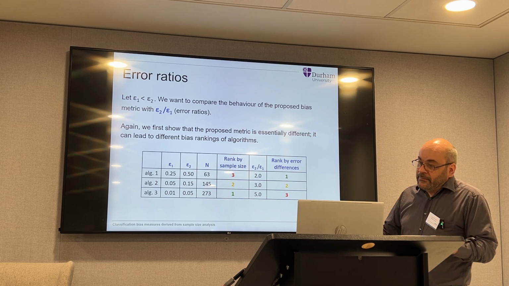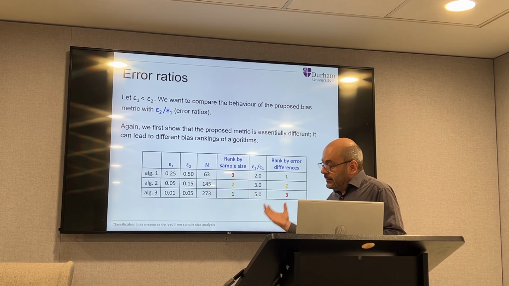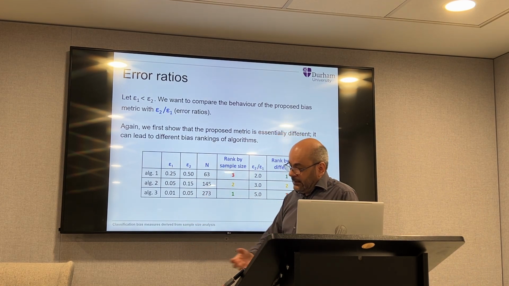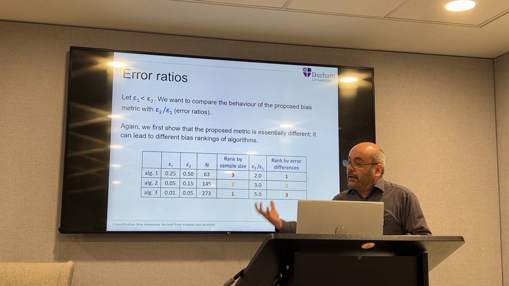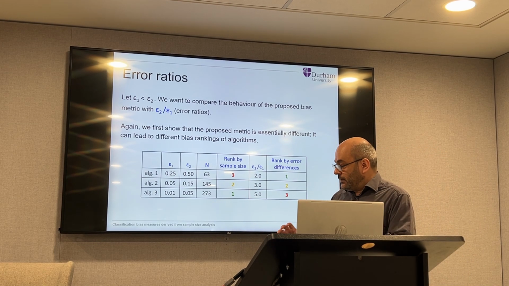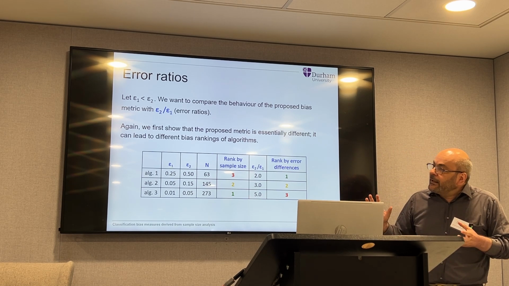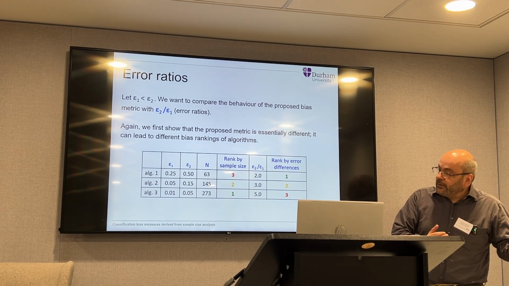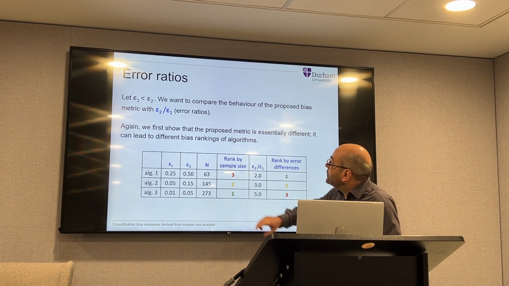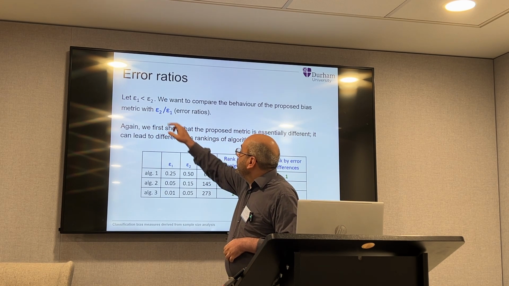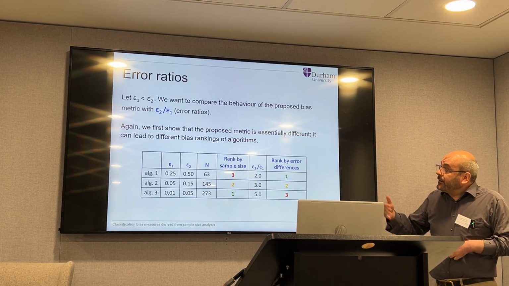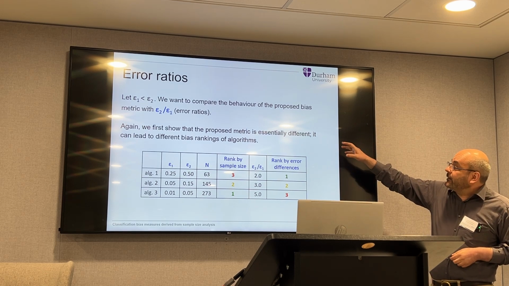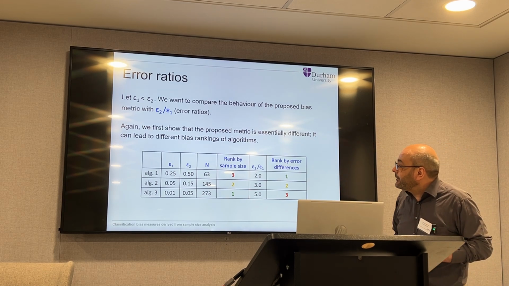So sometimes we don't say this error rate in this demographic is 2% higher. We say it's maybe higher by 2%, but it is 20% compared to the baseline, for example. So we'll compare with E2 by E1. And again, first I have to show that this is different. Okay, what we propose is essentially different.